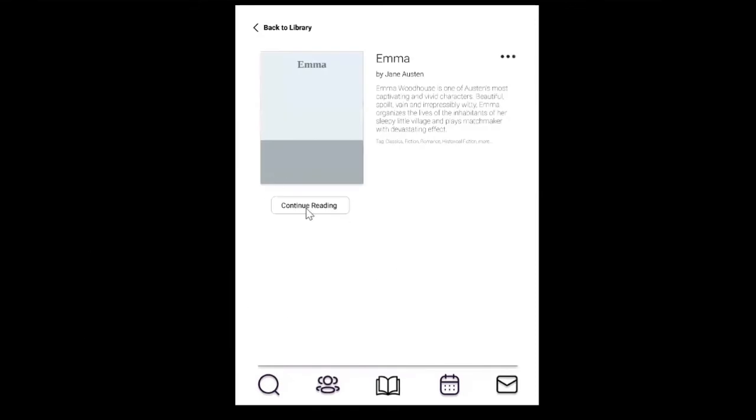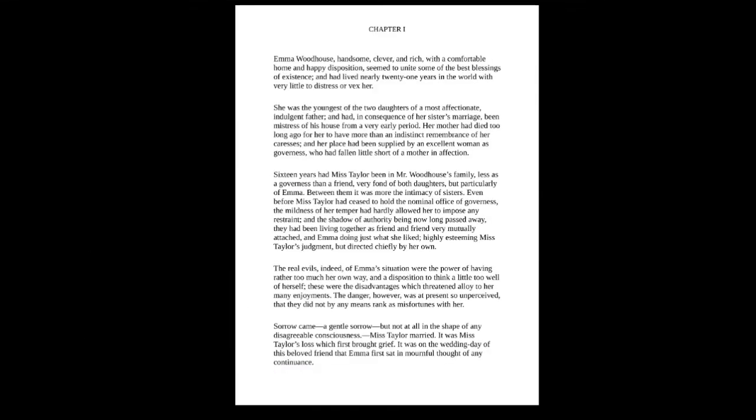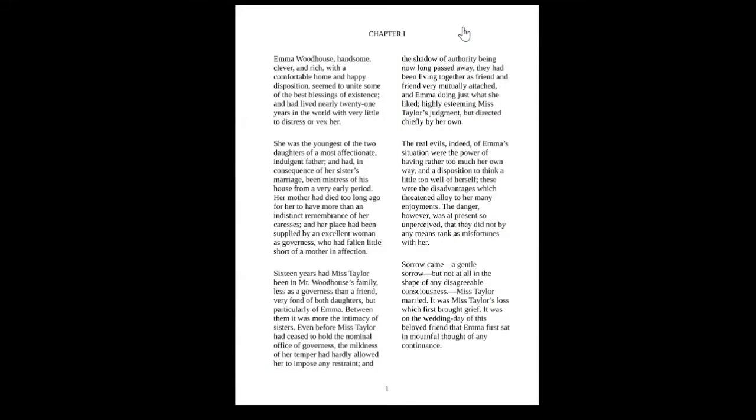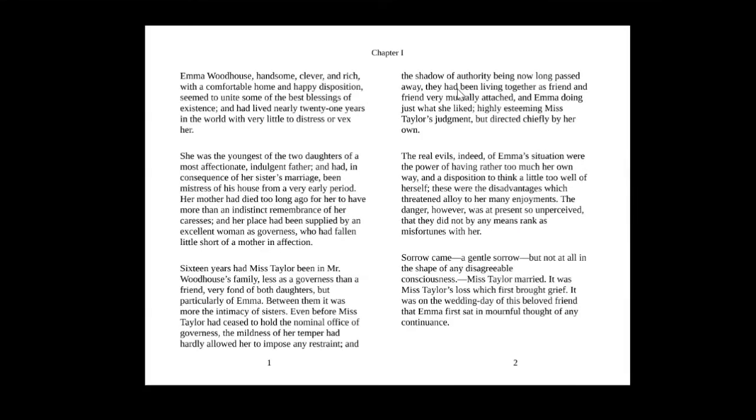Once we open our book, let's click on the margins of the page to access our settings. Now on the top right, we see 3 buttons. Let's click on the first button to have 2 columns of text. If we rotate the screen, the text is now horizontal.